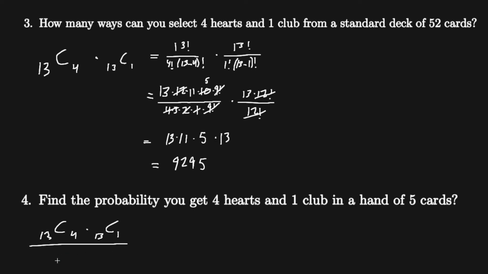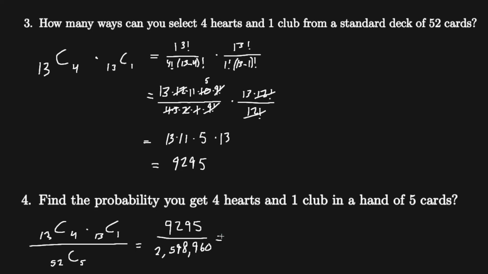So we divide this by our standard deck, which is 52 choose 5. Now we know what the numerator is because it's the same answer as number 3, so we could just plug it in. The numerator is just 9,295 over, and we know the denominator from number 1, which was 2,598,960.